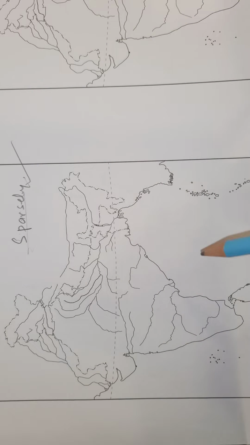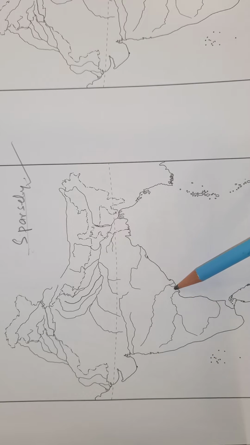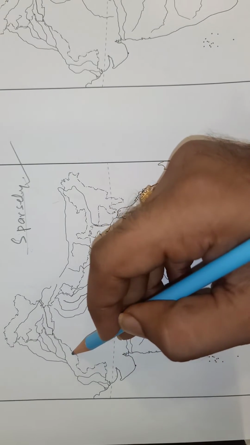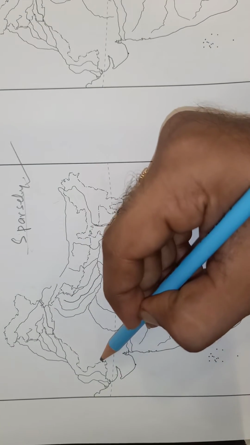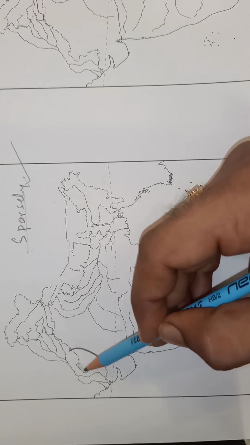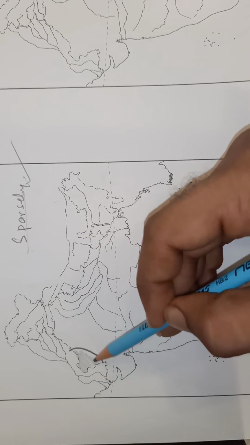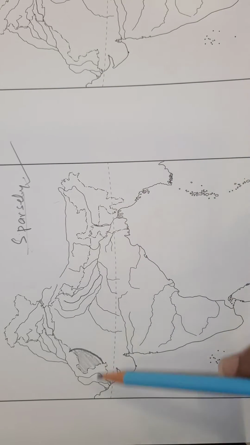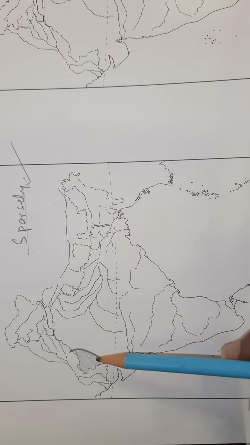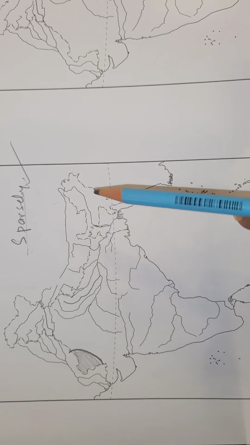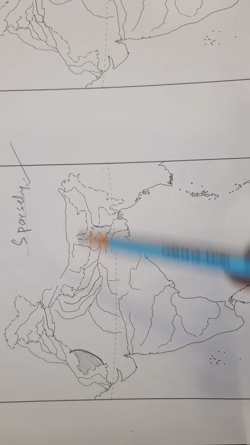So in the exam it will be asked, mark a sparsely populated region in the west. In the west we have the Thar Desert, which starts from here to here. So this area is the Thar Desert and this is the sparsely populated region in the west. Next, mark a sparsely populated region in the east. This was the west, this is the east.